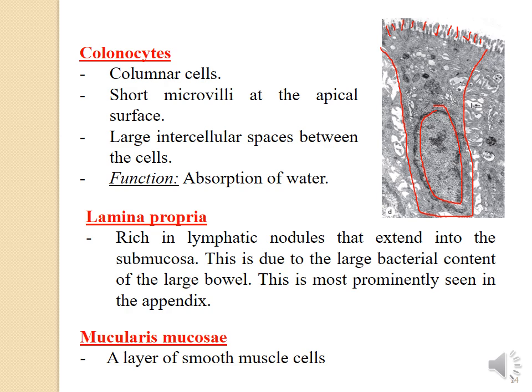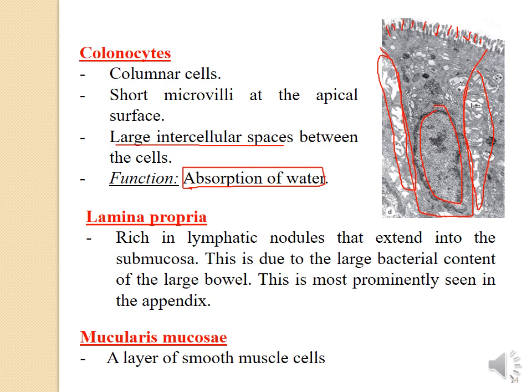Now, a very important feature here is the presence of large intercellular spaces between the cells. These are the large intercellular spaces between the cells. And this is a characteristic feature of the cells whose function is the absorption of water. Cells that perform absorption of water have this characteristic feature, the presence of large intercellular spaces between the cells.